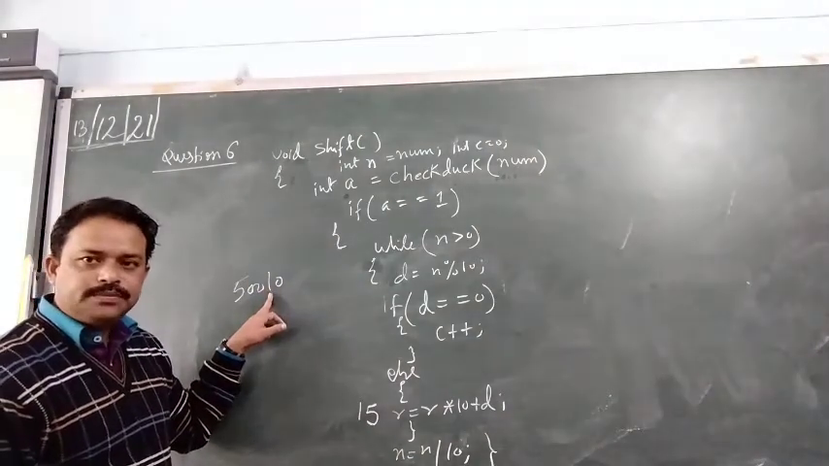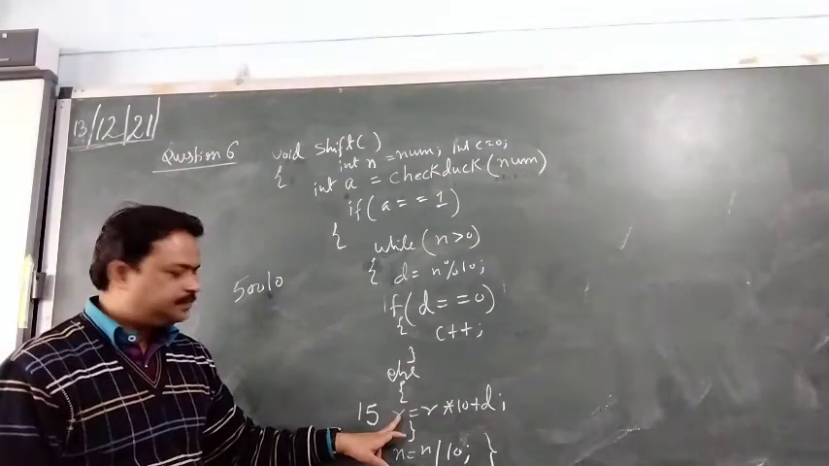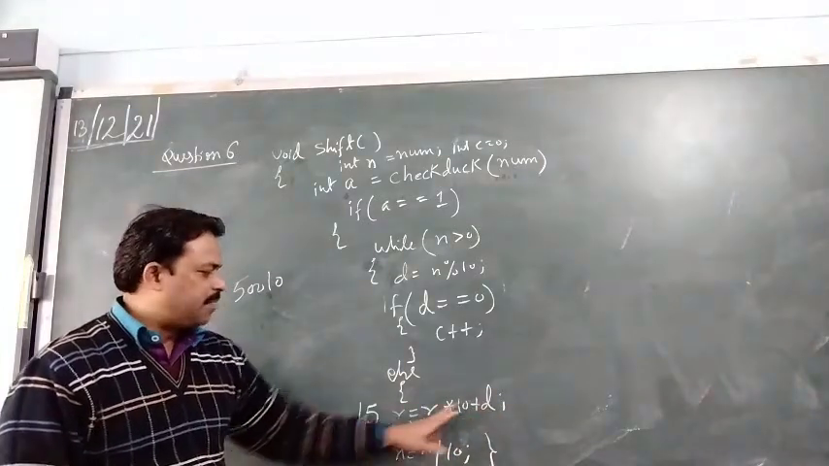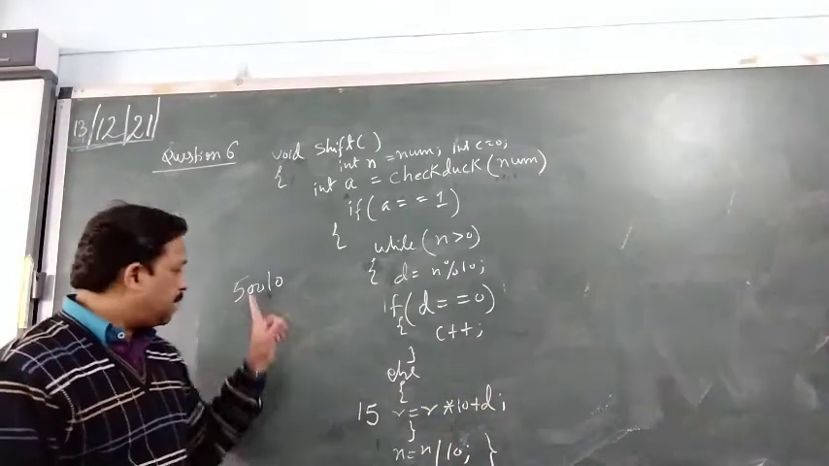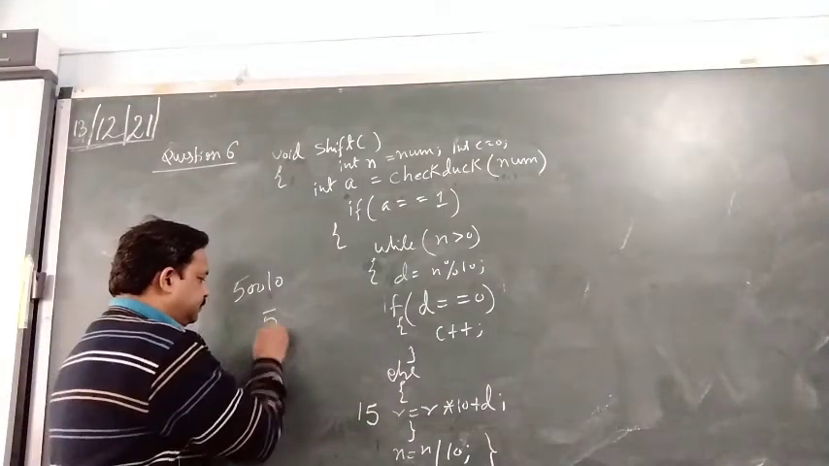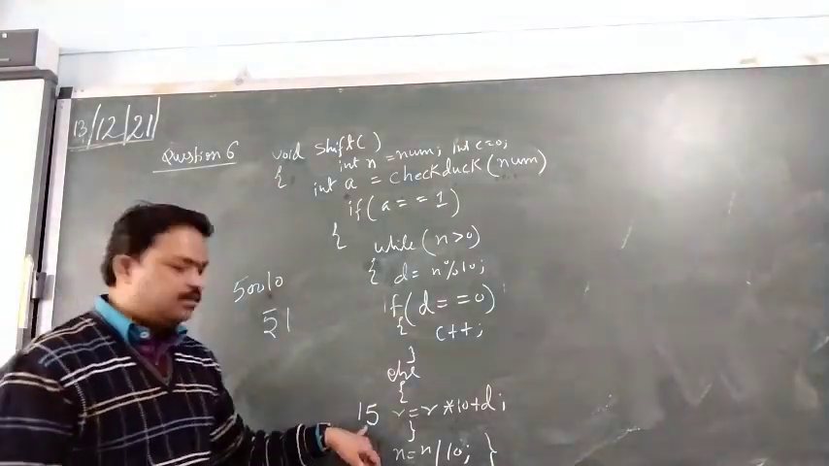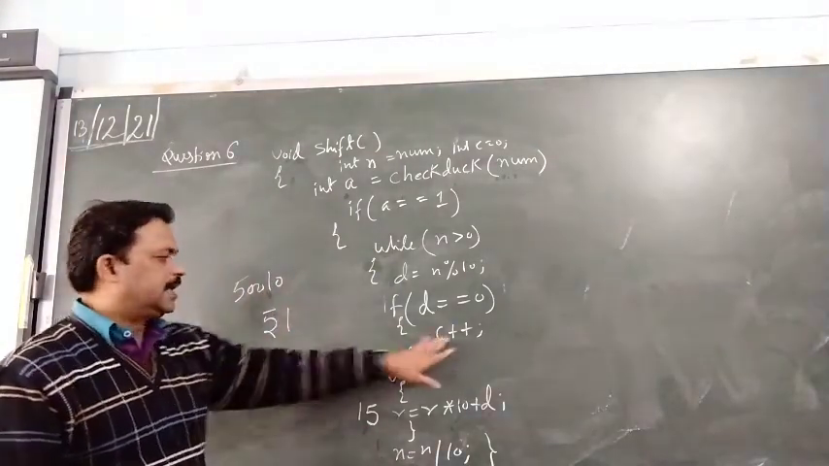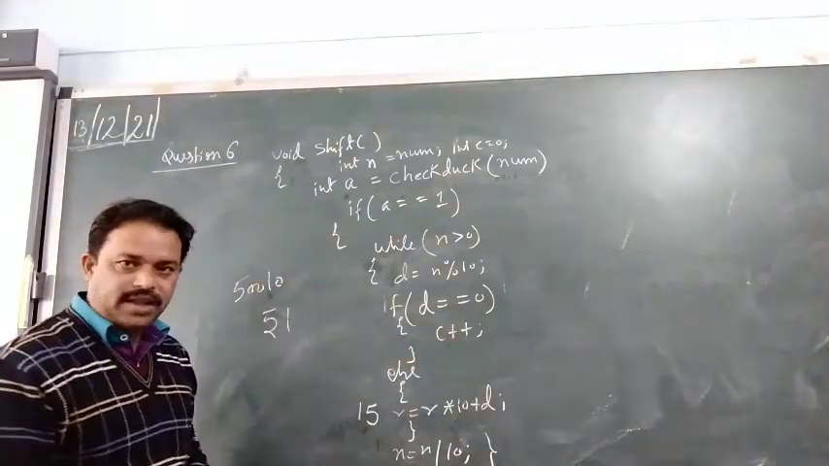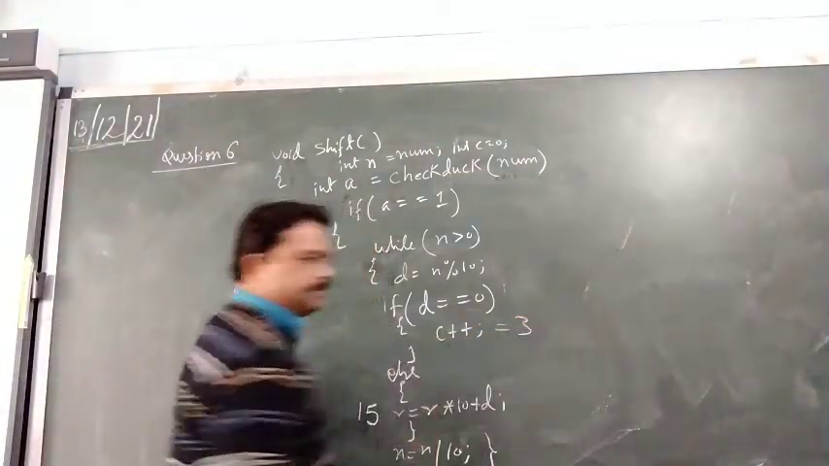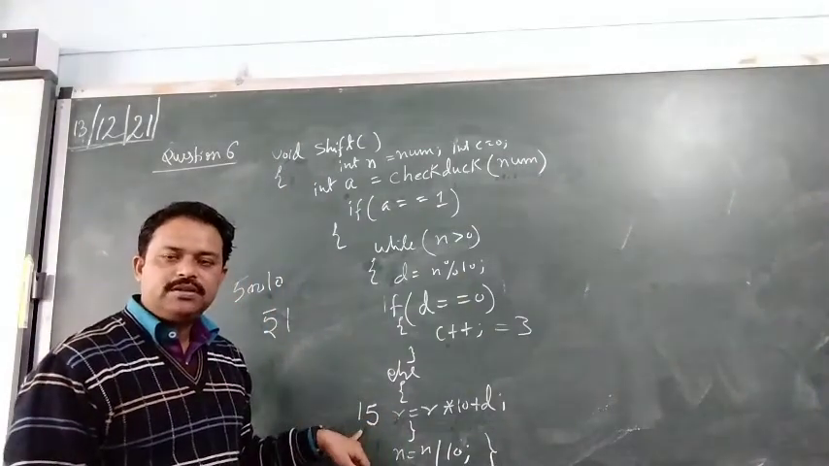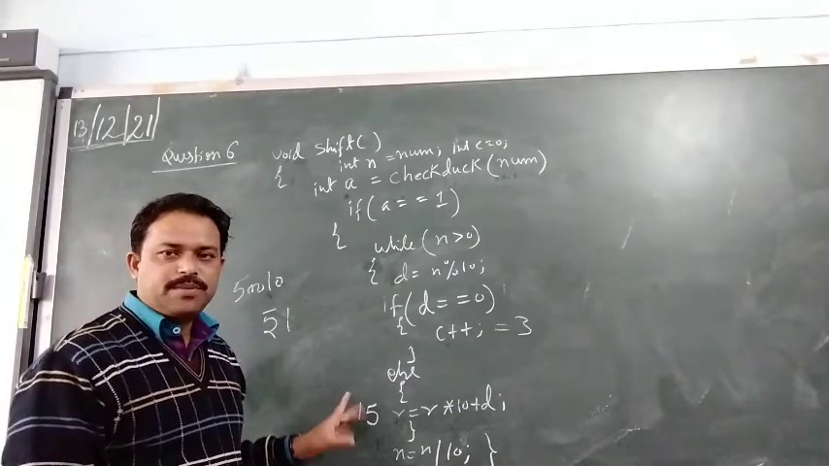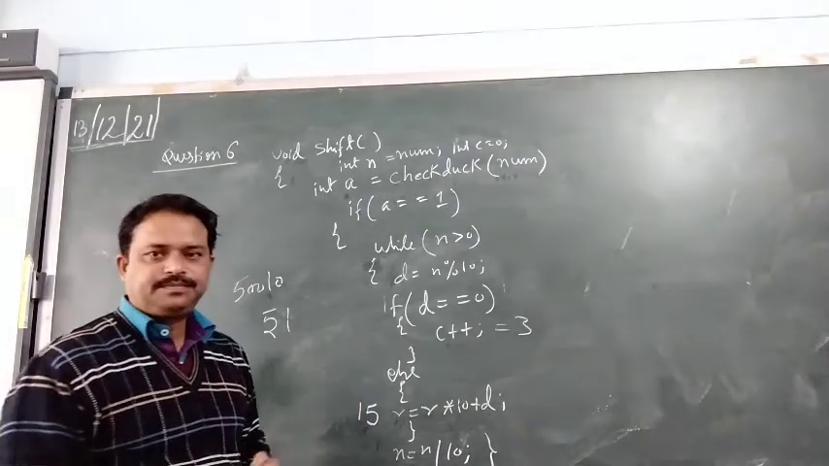Because the first time 1 will come out, it will get stored in r. 1 into 10, 10, next time 5 will come, so 10 plus 5, it will become 15. But I want 51 and you have 15. And if it is 0, then I am counting. So how many zeros are there? 3. The value of c will be 3. But I want 51. Be careful. This is one of the most important points to be noted down in this program.